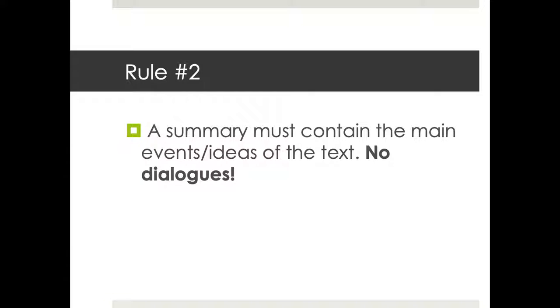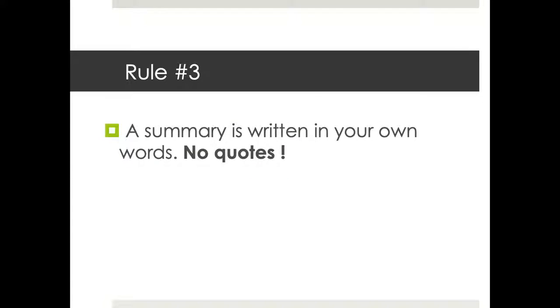Rule number 2, your summary must contain the main events or the main ideas of the text, so no dialogues. Even if you're summarizing a play, for example, which consists of dialogues, or if you're summarizing a narrative in which there is a lot of dialogues, don't write a dialogue. You're supposed to tell this from the third person perspective. So if you have a first person narrative, use the third person. Don't take the same narrative voice as the text.